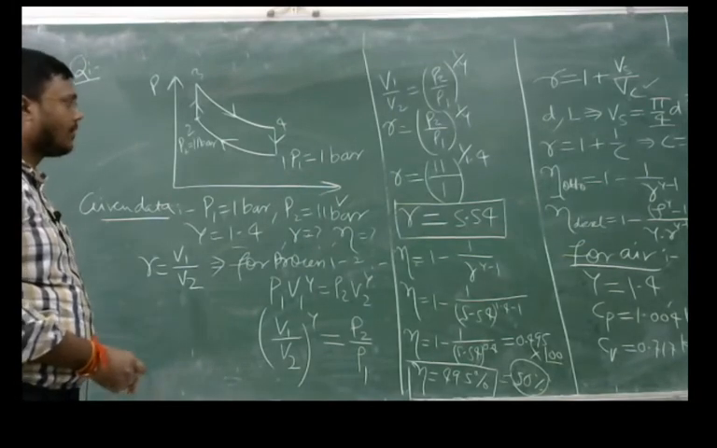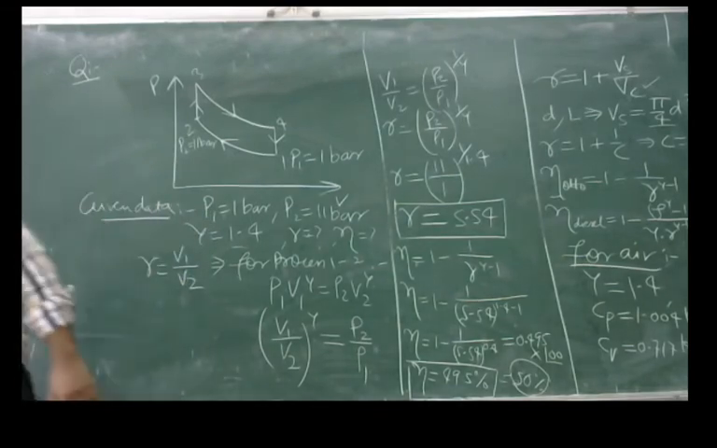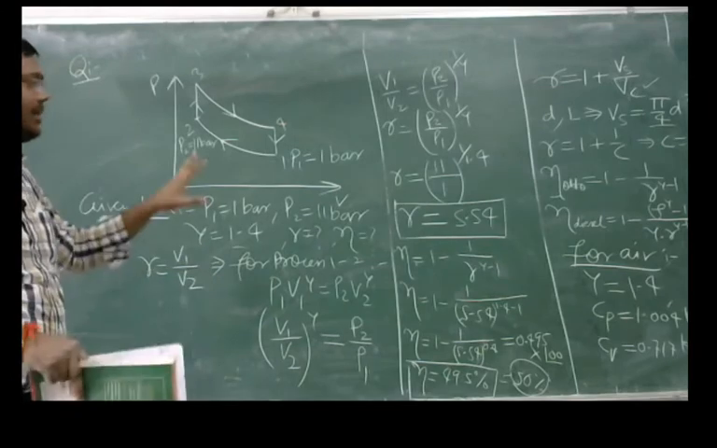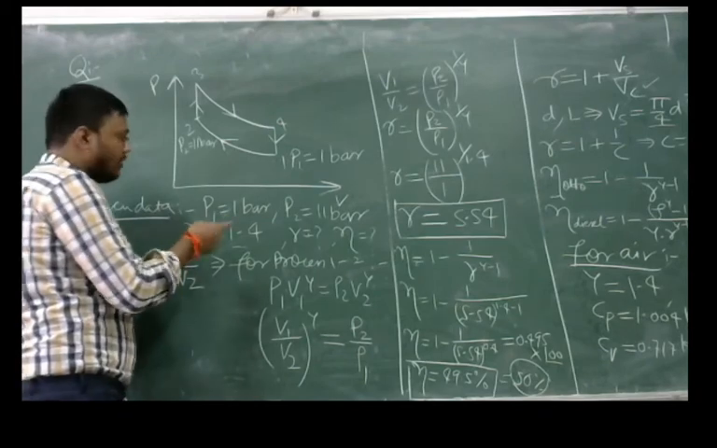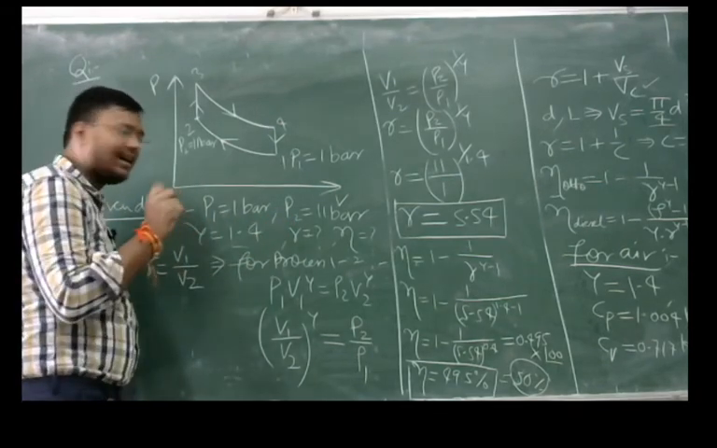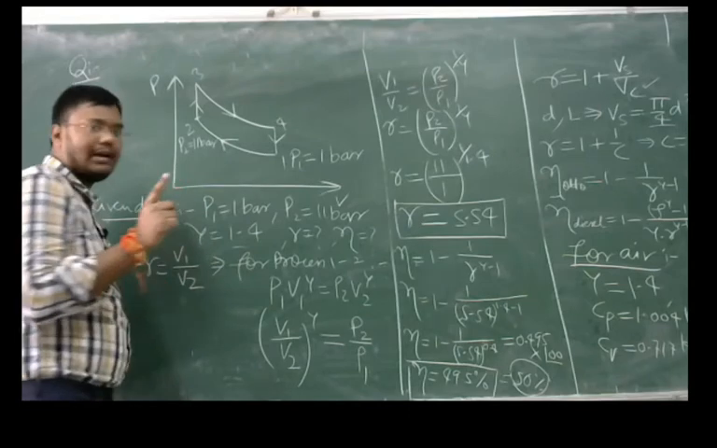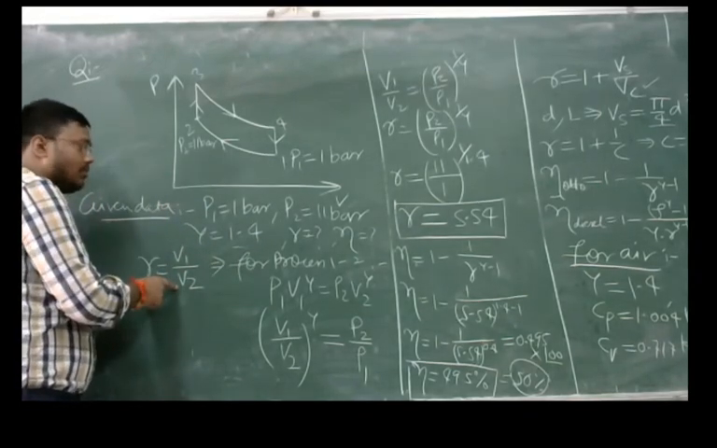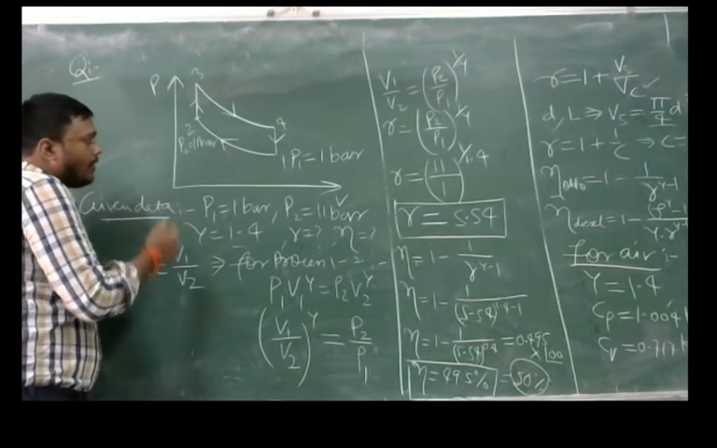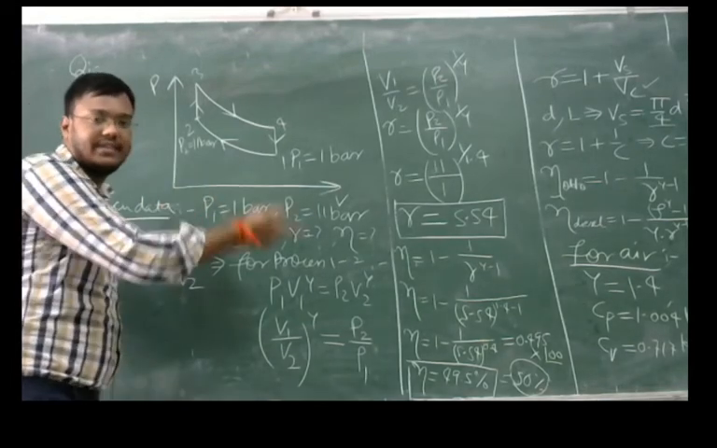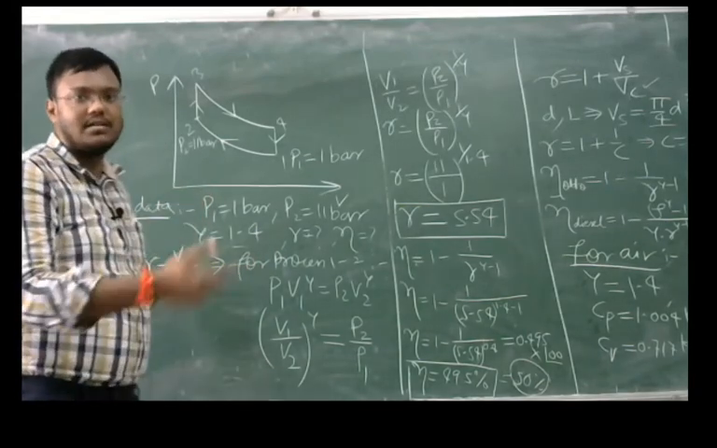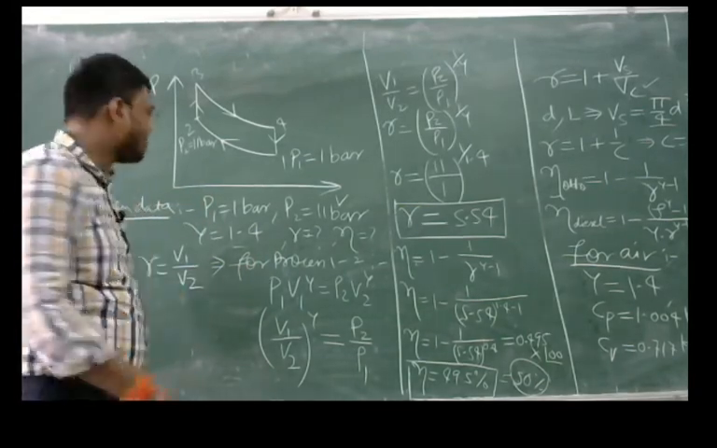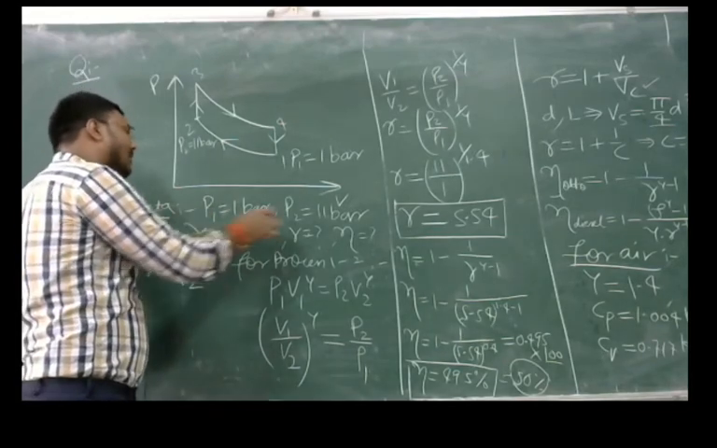Now see a different question. See how the question can be changed. In this question, the values of pressures P1 and P2 are given, and with the help of these pressures you have to calculate the value of V1 by V2. Now the question can be changed in this way: in place of pressure, maybe temperatures T1 and T2 are given.